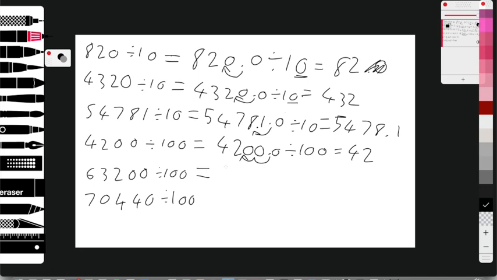We do the same thing for 63,200 divided by 100. Decimal place is at the end, move it back twice. Now it is 632. With this one we have the same issue as before, where it will become a decimal.